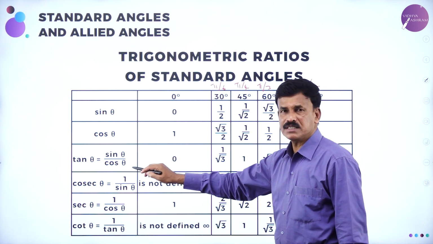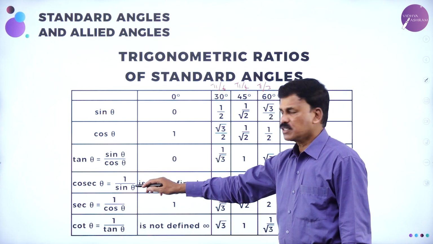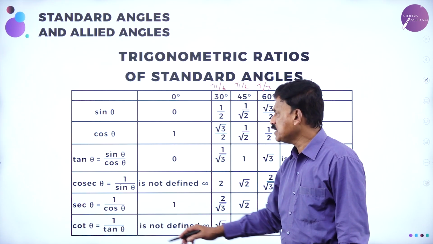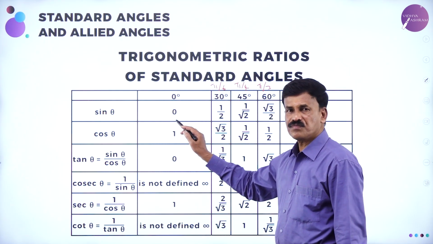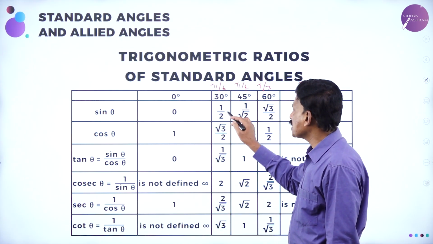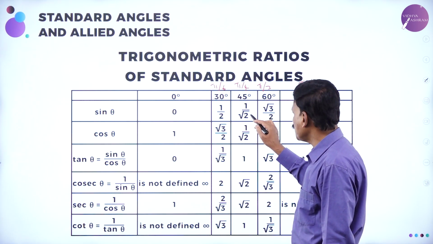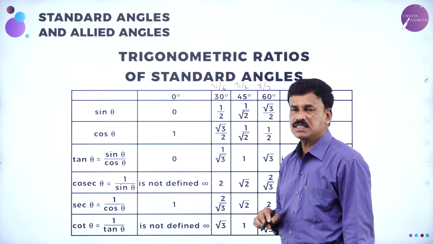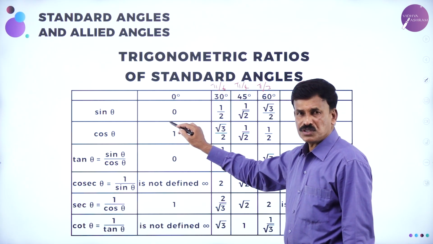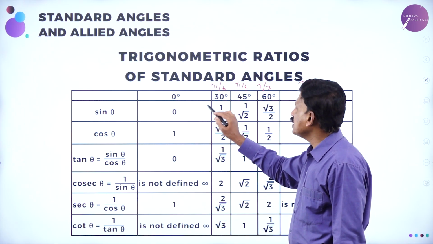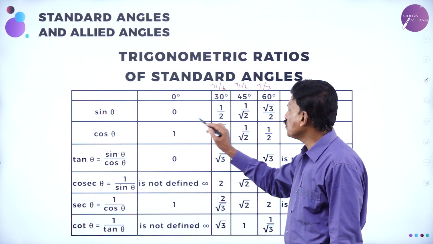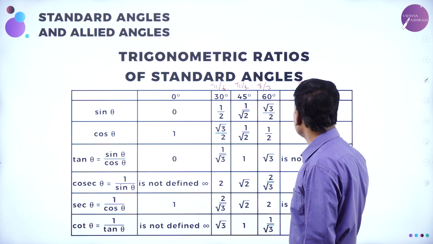Sin, cos, tan. Tan is equal to sin by cos, cosecant theta is 1 by sin, secant theta is 1 by cos, cot theta is 1 by tan. Now, let us first write sin: sin 0 is 0, sin 30 is 1 by 2, sin 45 is 1 by root 2, sin 60 is root 3 by 2 and sin 90 is equal to 1. So, if you know the first line for 0, 30, 45, 60, 90 degrees, sin is 0, 1 by 2, 1 by root 2, root 3 by 2 and 1.